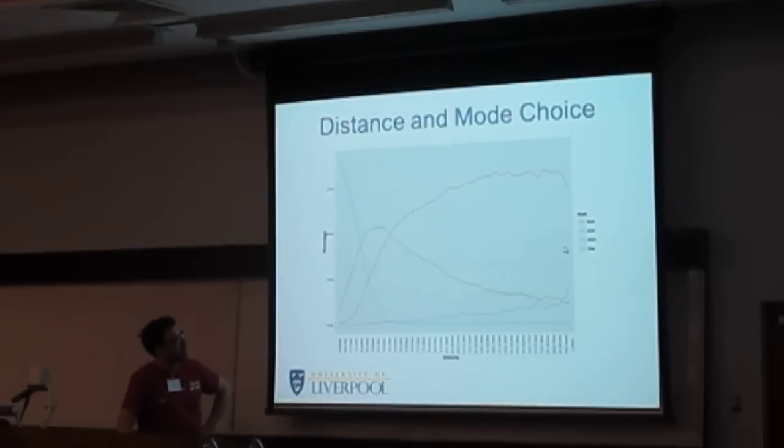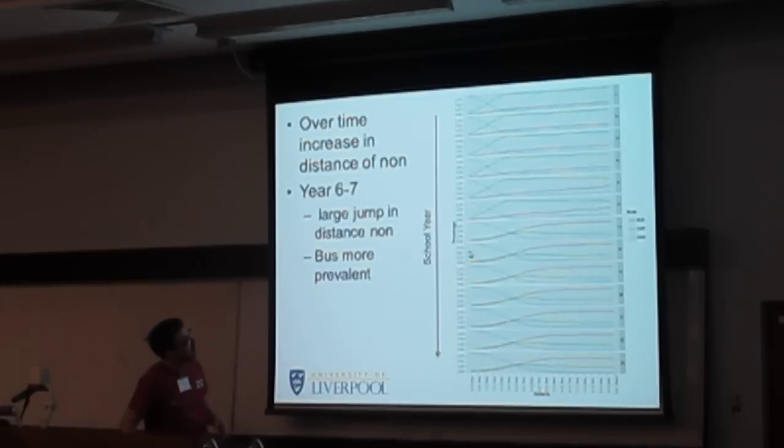And then you get similar results, train increases over distance, and car drops off again, and then bus is adopted as well, around 4.5 to 5 kilometres. But this is the national data set, so this is all school years. It's actually more interesting when you break it down. It's a bit blurry, but what you find is you get step changes in those graphs, certainly between years 6 and 7, which is obviously when you go from primary school to secondary school.